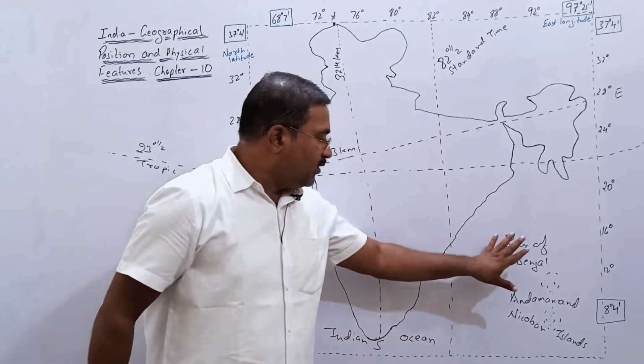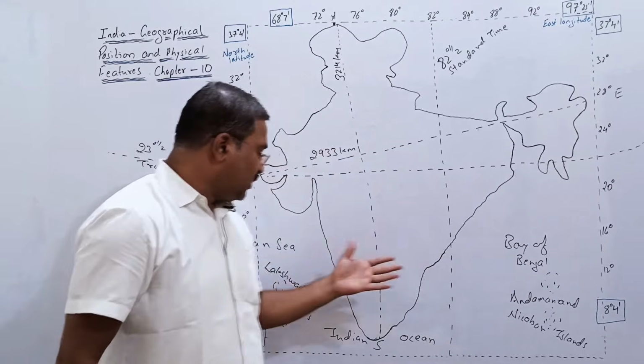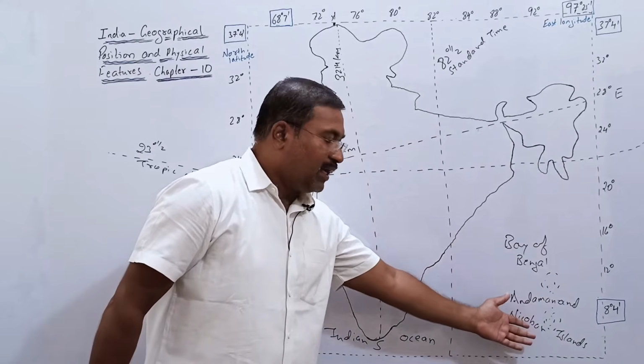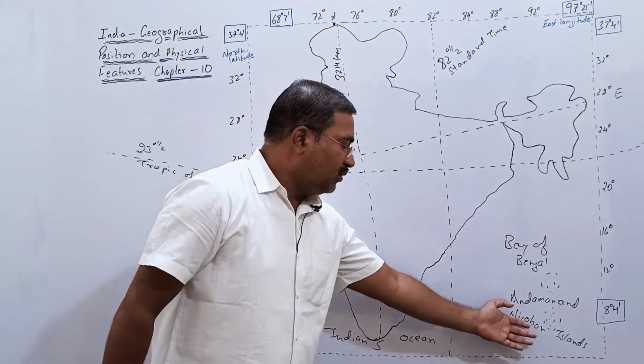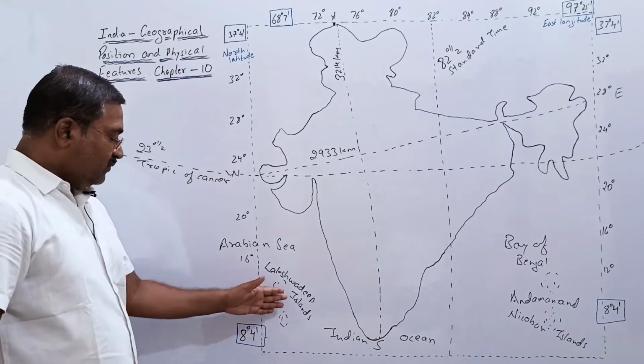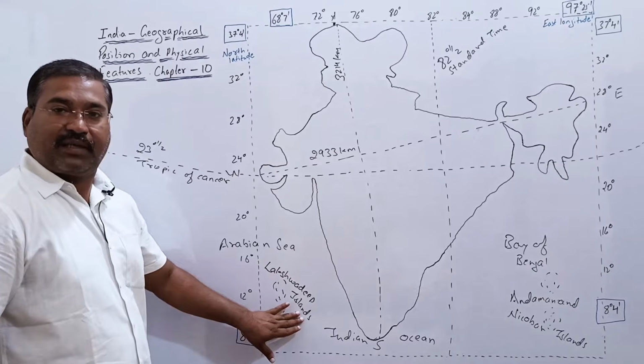So towards the eastern part, Bay of Bengal. Towards the western part, Arabian Sea. Here in the Bay of Bengal, we will get to know the islands called Andaman and Nicobar Islands, and towards the western side, towards the Arabian Sea, Lakshadweep Islands are there.